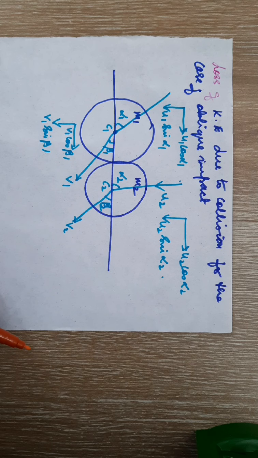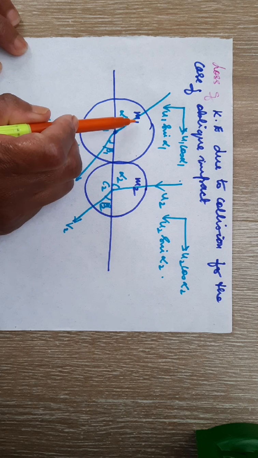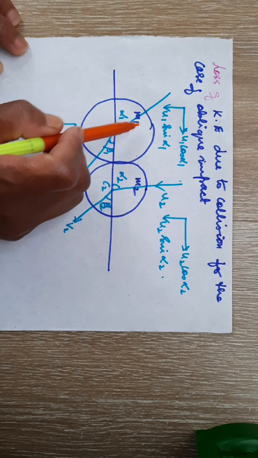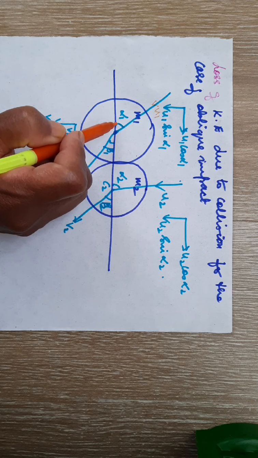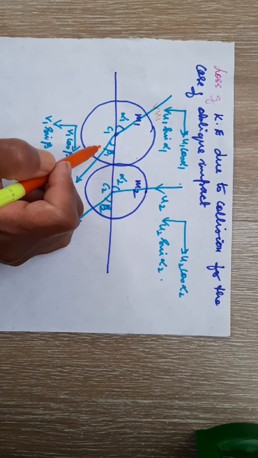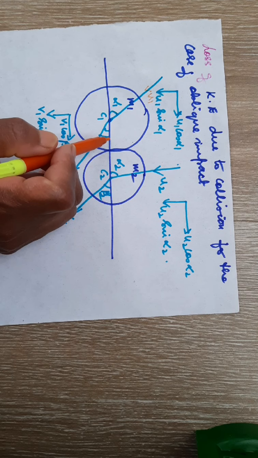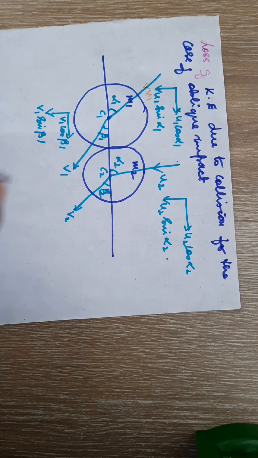Hello student, today I am going to explain to you how to find out the loss of kinetic energy due to collision for the case of oblique impact. Now let us consider these two spheres of masses m1 and m2. Let the velocity of the first sphere be u1, making an angle alpha 1 with respect to the line of centers before impact, and v1 be its velocity after impact, making an angle beta 1 with respect to the line of centers. C1C2 is the line of centers.